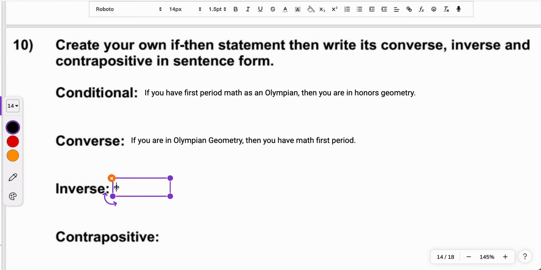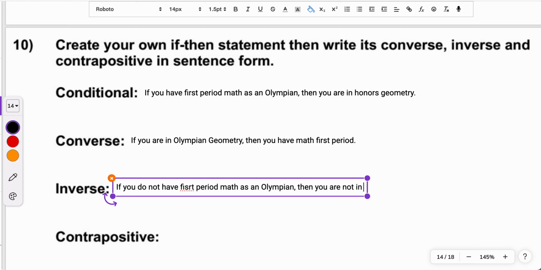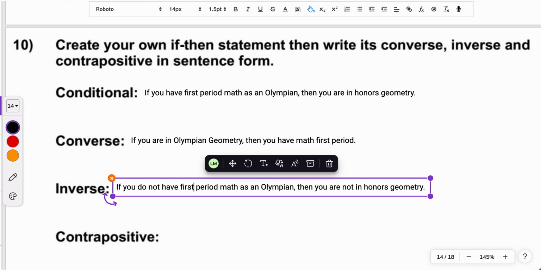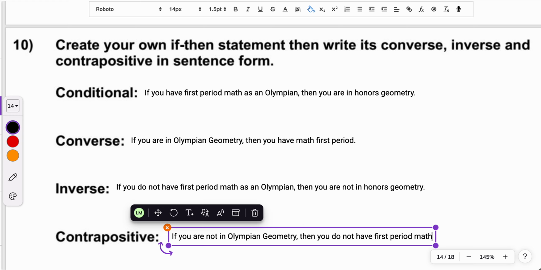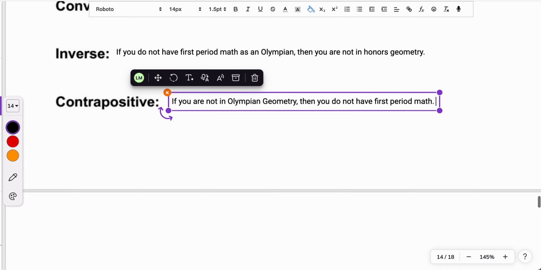The inverse of that, so negating the conditional. If you do not have first period math as an Olympian, then you are not in honors geometry. Let me fix the first because that's going to bother me. And then contrapositive, negate that converse. If you are not in Olympian geometry, then you do not have first period math, or math first period, okay?